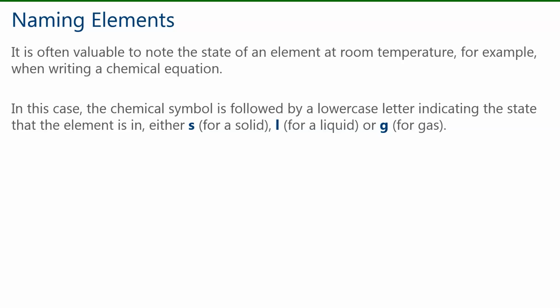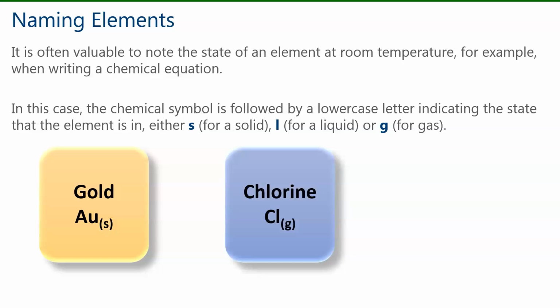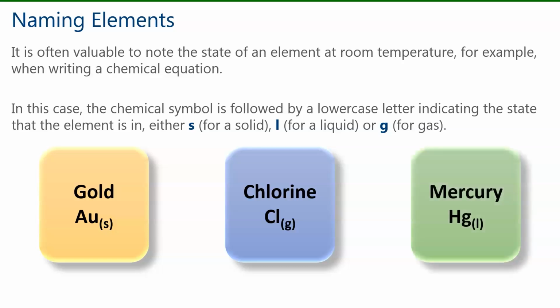Let's look at a couple of examples. Gold is found in the solid state at room temperature, so next to the chemical symbol for gold, Au, we put a lowercase s in brackets. Chlorine is a gas at room temperature, so next to the chemical symbol for chlorine, Cl, we put a lowercase g in brackets. And mercury is a liquid at room temperature, so next to the chemical symbol for mercury, Hg, we put a lowercase l in brackets.